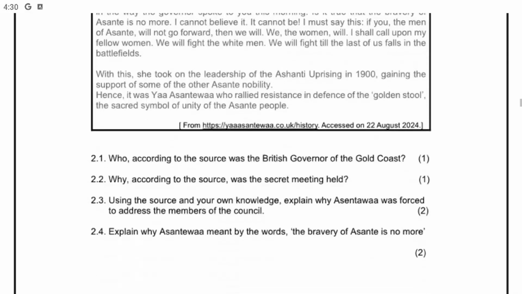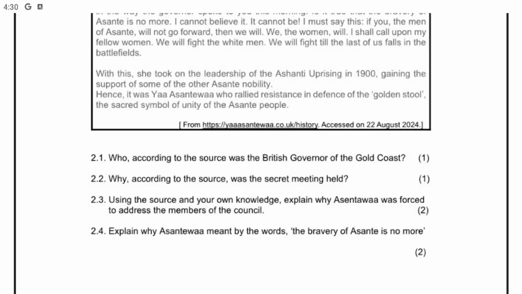With this, she took on the leadership of the Ashanti uprising in 1900, gaining the support of some of the other Ashanti nobility. Hence, it was Yaa Asantewaa who led the resistance in defense of the golden stool, the sacred symbol of unity of the Asante people.